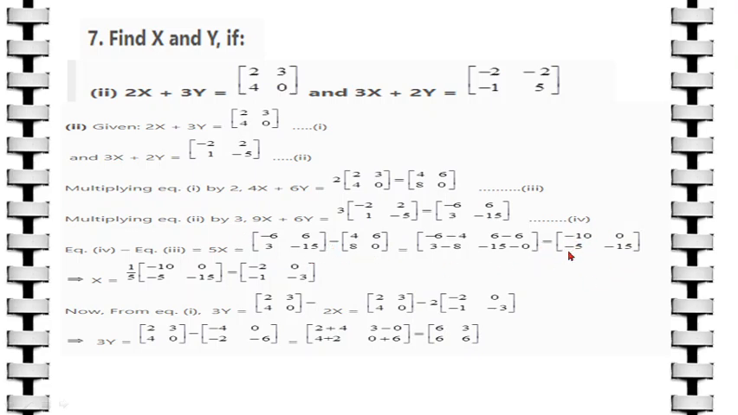But this is the value of 5x. Now we have to find the value of x as per the question, so we take 5 to the right hand side. It will be 1 by 5, and we multiply this 1 by 5 with each of these elements. So minus 10 by 5 is minus 2, 0 by anything is 0, minus 5 by 5 is minus 1, and minus 15 by 5 is minus 3. After that, we put this value of x in any of the equations and we will get the value of y. Now let's move to the next question.